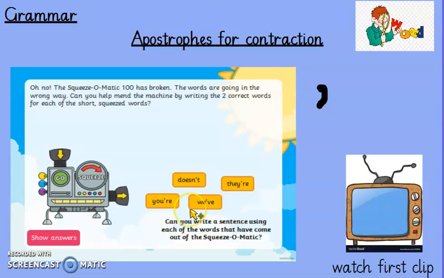You're, you are. Okay, what I'd like you to do today then, just underneath your spellings that you have done, can you write me a sentence for each of these words? So for example, she doesn't like to play would be my sentence. Remember your capital letters, your finger spaces, and your full stops, and remember to focus on your letter formation.